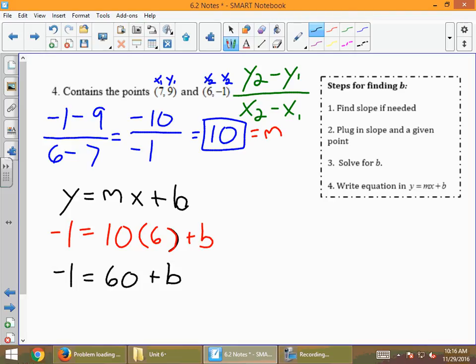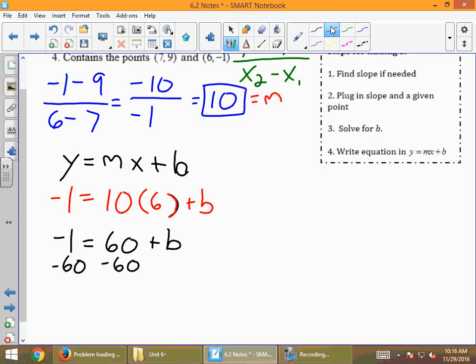Some of you are already scratching your head right now because you know what the next step is. You're saying, wait a second, this doesn't make sense. What's the next step? Subtract 60, right? I agree. It is -60 on both sides. And when I do that, that gives me b is equal to -61. Some of you guys are saying that's too large of a number. In the world of numbers, negative 61 is not that large. I know you're used to working with single digits or small two-digit numbers. This is fine. That's acceptable.